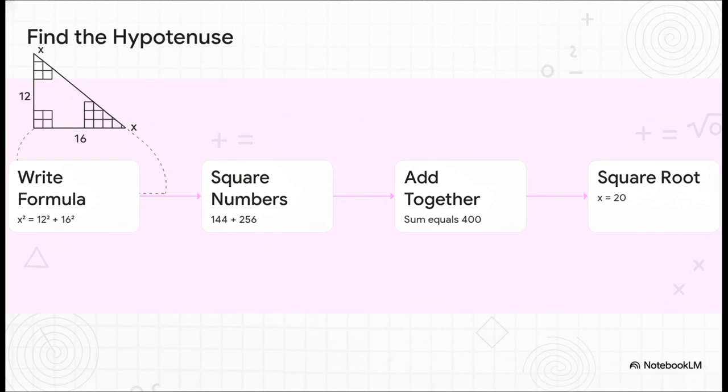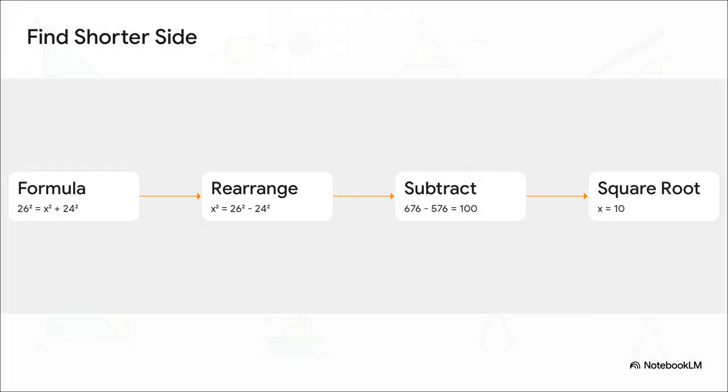But wait, we don't want x squared, we just want x. So for step 4, we find the square root of 400, which gives us exactly 20. The hypotenuse is 20. See? It's just simple logic, step by step. No blind memorization needed.